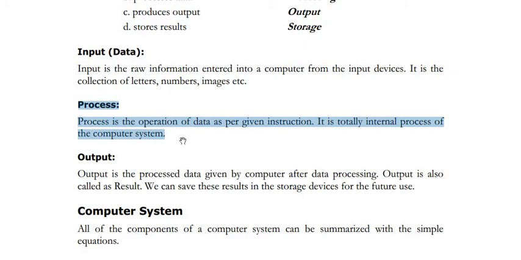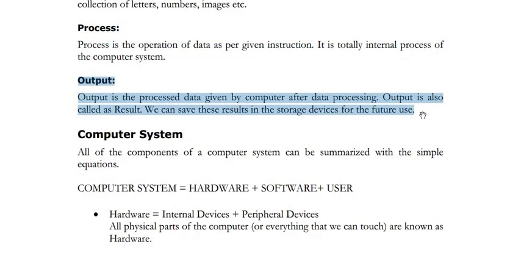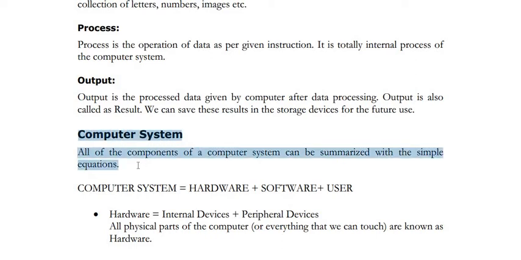Process. Process is the operation on data as per given instructions. It is a totally internal process of the computer system. Output. Output is the processed data given by the computer after data processing. Output is also called the result. We can save these results in storage devices for future use.